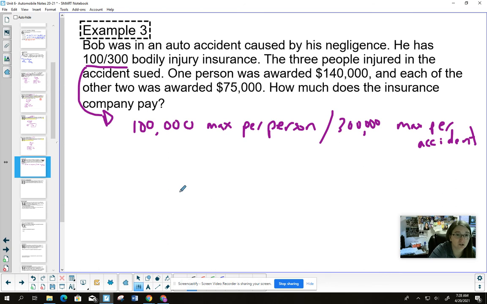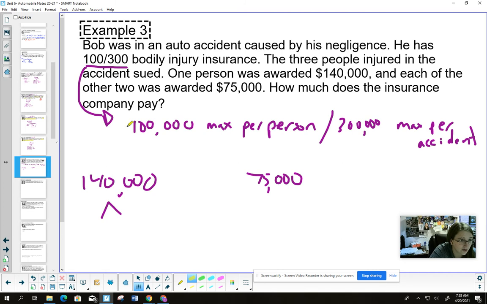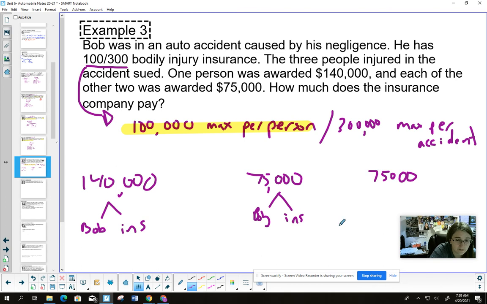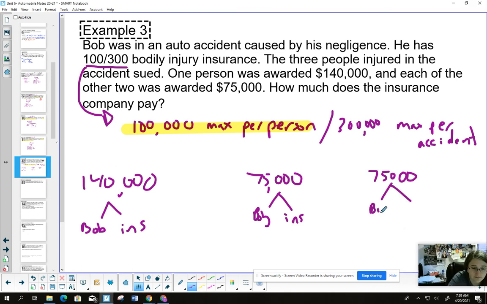So what we're going to do here is we're going to look at the per person. One person was awarded $140,000. So there's that. And each of the other two was awarded $75,000. So we're going to break this down per person because that's what we have to look at first. Once again, we are looking at the per person first. But we're still going to do the same thing we did in the last lesson, where we break down what Bob has to pay per person versus the insurance company. Bob, insurance company.